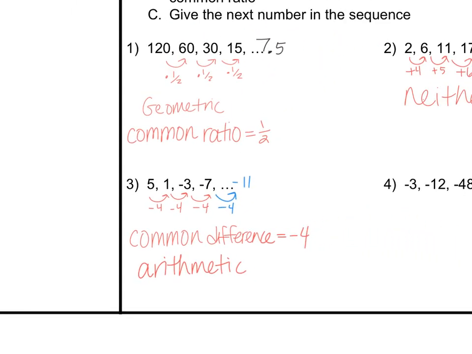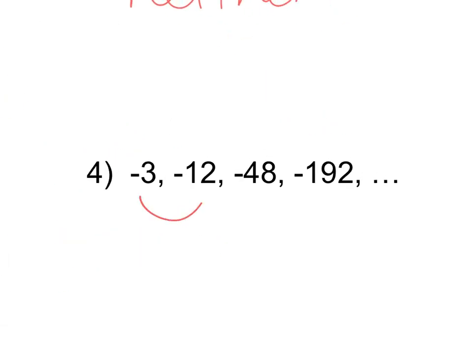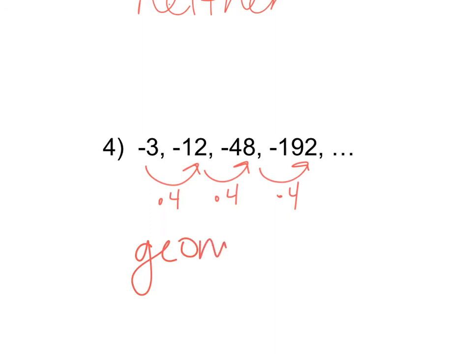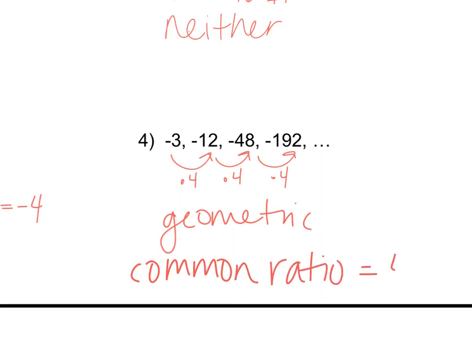Number 4: -3, -12, -48, -192. It's multiplying by something. By 4. So it is arithmetic or geometric? Geometric. It has a common ratio of 4. And if you take -192 and you multiply by 4, you get -768.